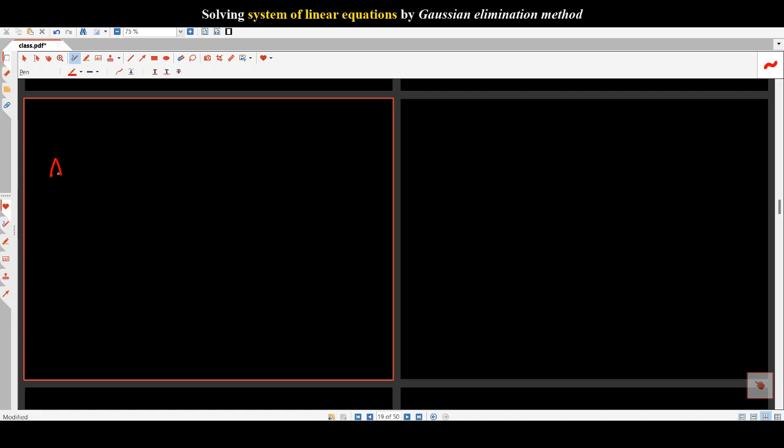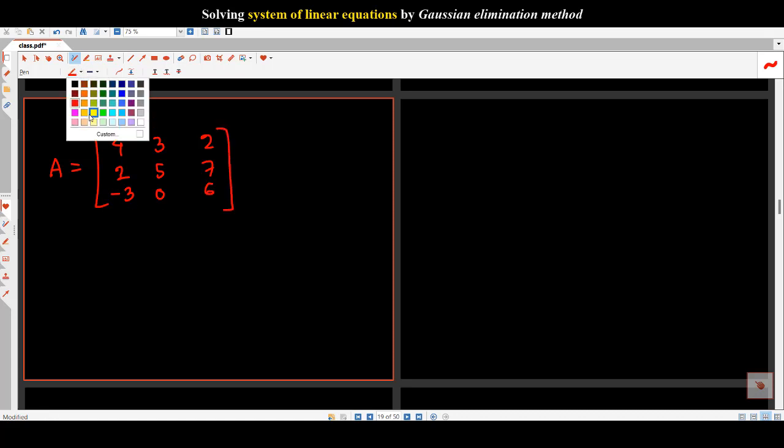Suppose you have a matrix, let's say 4, 3, 2, 2, 5, 7, and let's say we have -3, 0, 6. How many rows and columns do we have here? There are 3 rows, row 1, row 2, row 3, and 3 columns, column 1, column 2, column 3. Now I want, let's say, 1 here. Instead of 4 I want 1.